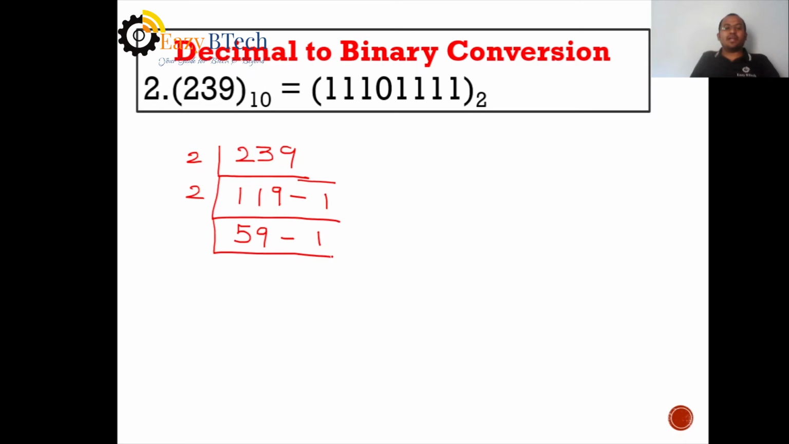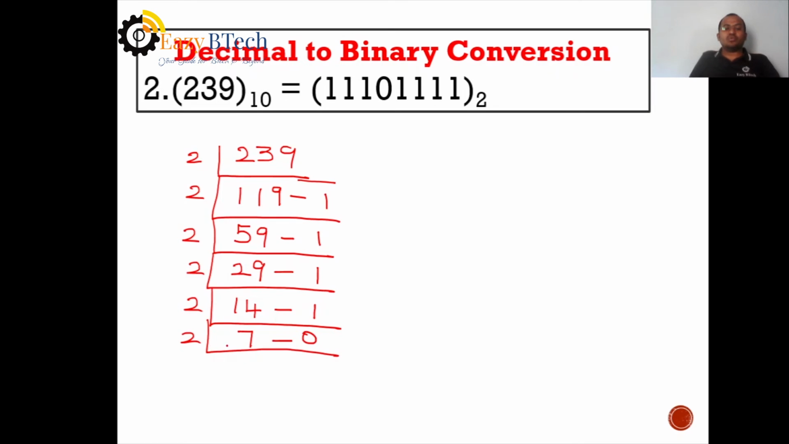Now again, if we divide by 2, 2 twos are 4 and again we will have 19. Again 2 nines are 18, so the remainder will be 1. Again if we divide by 2, 2 14s are 28, so we'll have remainder 1. Again if we divide by 2, 2 sevens are 14, remainder is 0. Again if we divide by 2, 2 threes are 6, remainder is 1. Again if we divide by 2, 2 ones are 2 and the remainder is 1. Now further division is not possible.